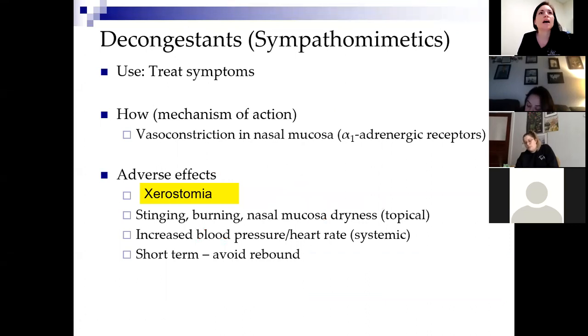So the next one is the decongestants, and they constrict blood vessels and reduce inflammation and the mucus production in the nose. And their side effect as well is xerostomia. There can be stinging or burning or nasal dryness. And then they can also cause a systemic effect of increased blood pressure or heart rate. One of the biggest problems with these decongestants is that they can work for a few days, and then you can have a very strong rebound where they stop working, and then you plug up and they don't seem to work very well anymore.